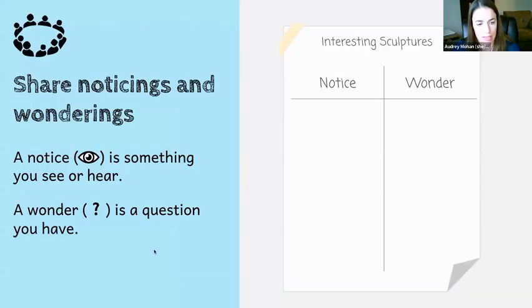So what you'll want to do next is set up an interesting sculptures chart. You can do this digitally or on chart paper, but you'll want to capture those noticings and wonderings from the students after watching the video.